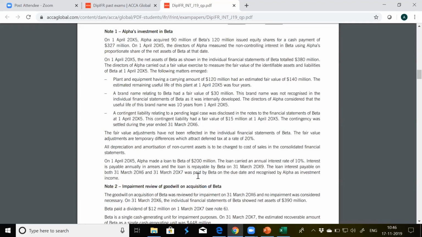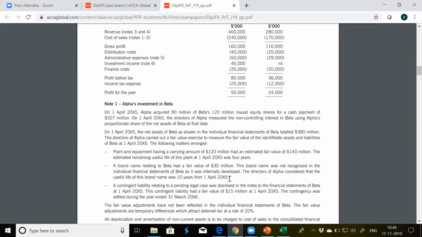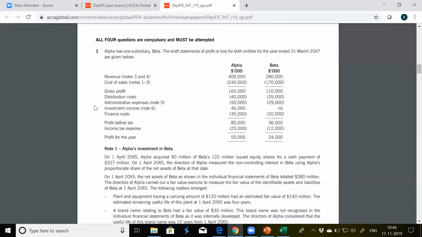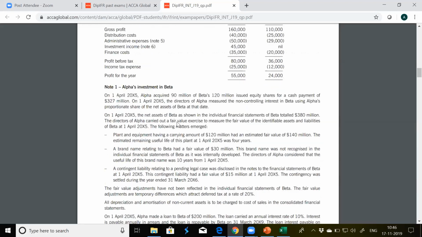The interest payable on both 31st March 2006 and 31st March 2007 was paid by Beta on the due date and recognized by Alpha as investment income. So is it an investment income for Alpha or will we exclude it? If you notice, there is an investment income mentioned. Investment income consists of 45,000. This also includes the interest income from Beta.